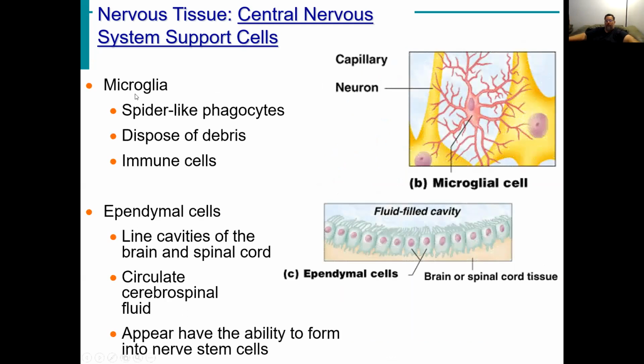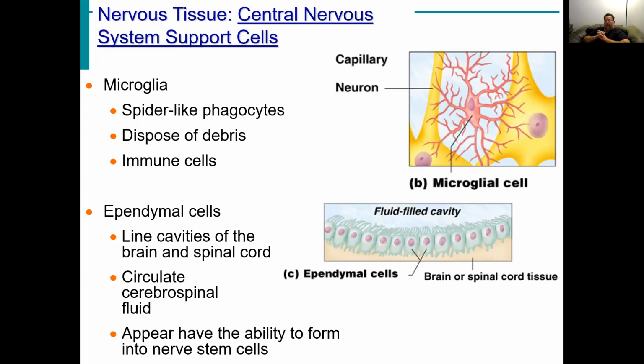We also have microglia, which are part of the immune system. They run around, they're phagocytes. That means they're cells that are going to walk around and eat bacteria and other things that aren't supposed to be in the nervous system. So we call those phagocytes. They'll dispose of debris, and they'll be part of the immune system and so forth.